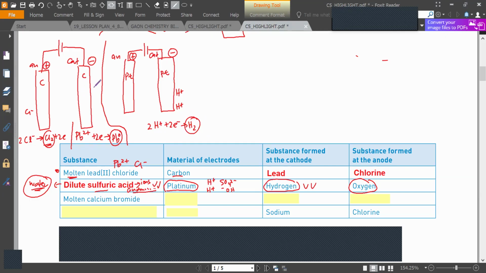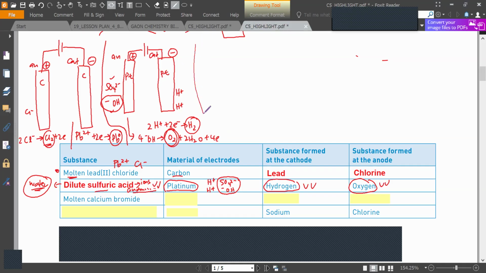Next, the other side, we have sulfate and hydroxide. At any point you are not sure or confused, you just stop me and ask. Here it is always hydroxide that reacts, because sulfate is very stable. Hydroxide will turn to oxygen, water, and 4 electrons. So our product is oxygen here.